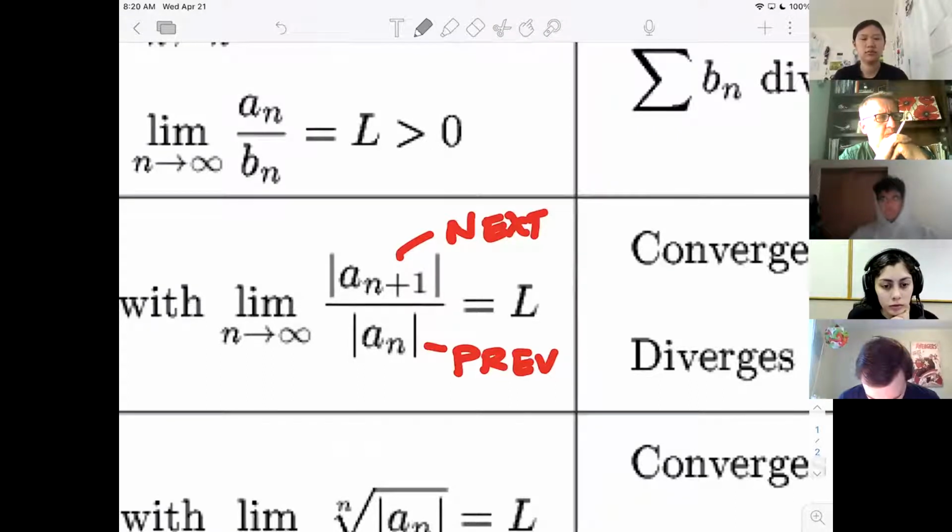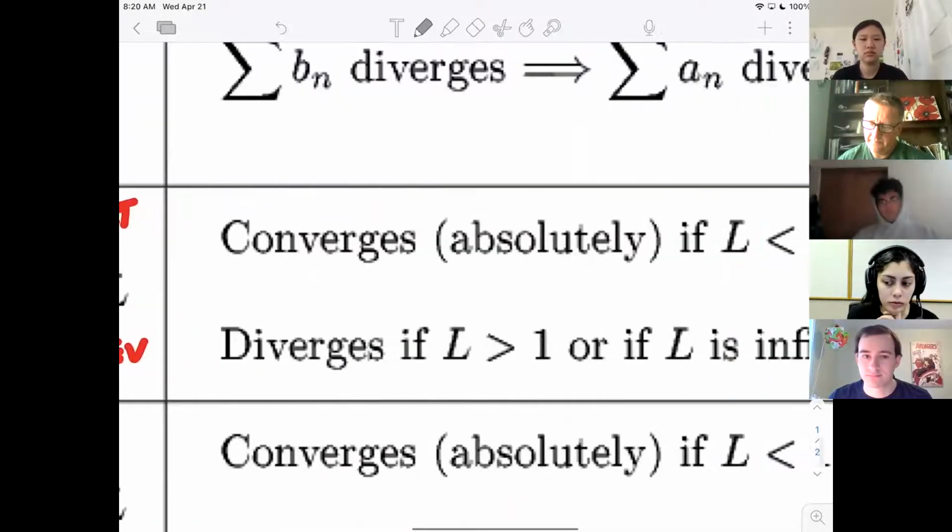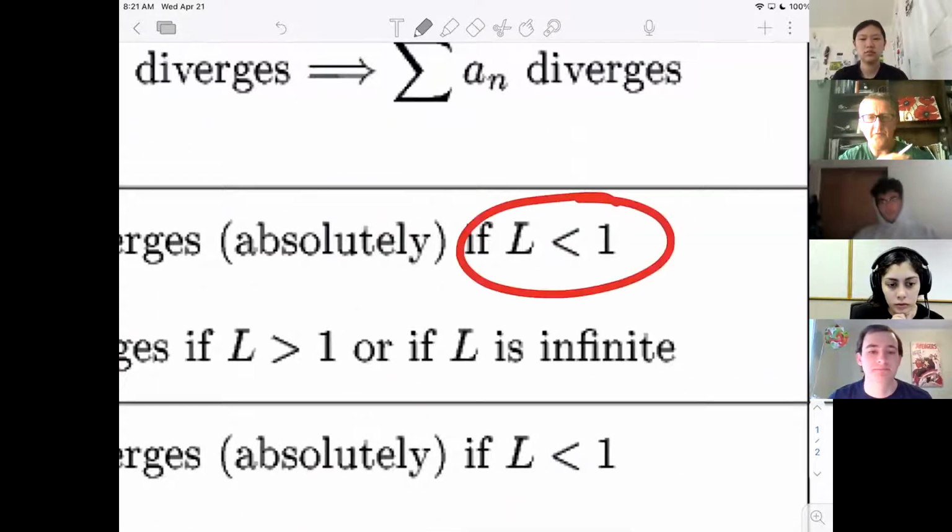So a_(n+1) is smaller than a_n. What happens if you take a smaller number divided by a bigger number? What kind of a number do you get? 8 divided by 9, 10 divided by 15. What do you get if you divide a smaller number by a bigger number? Not 1. Yeah, less than 1. Something less than 1. That's exactly what this test says.